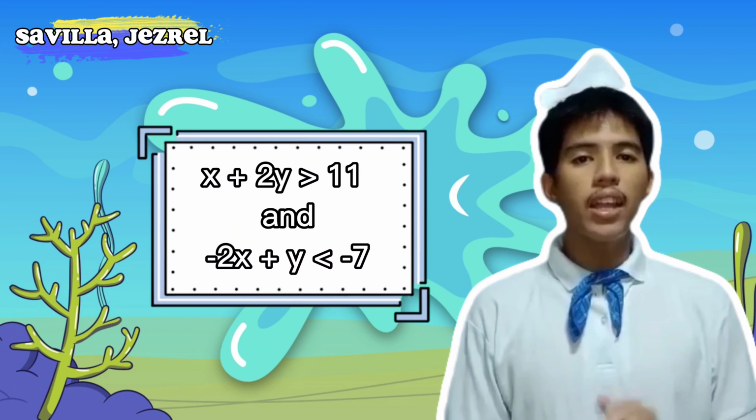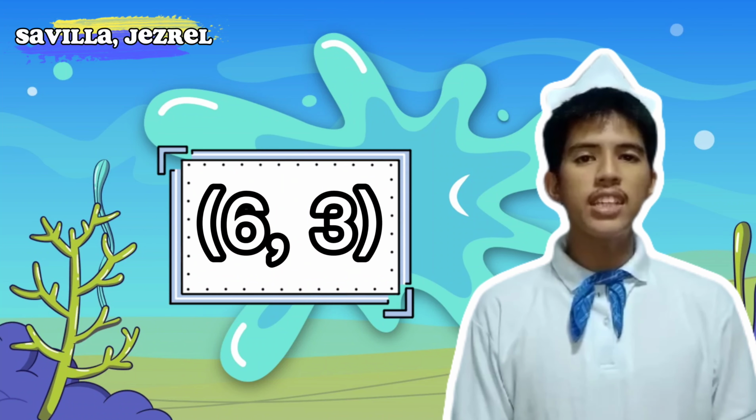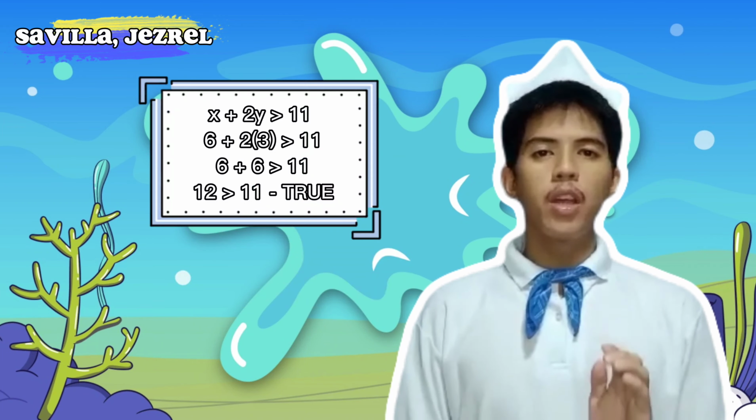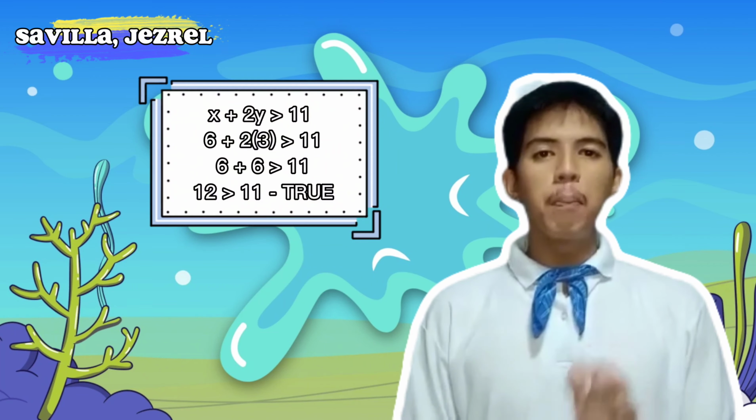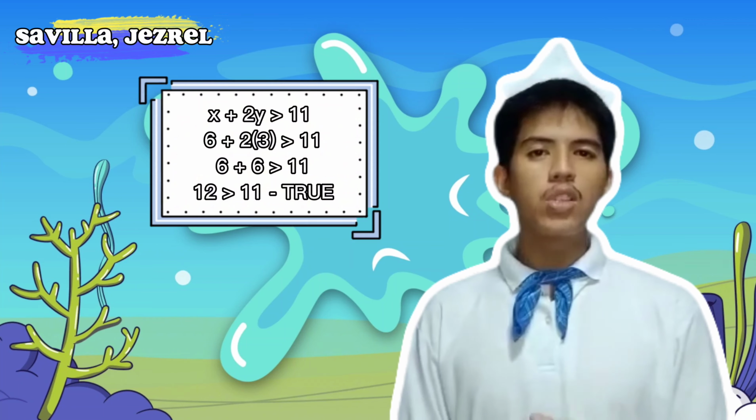Let us take this for an example: x + 2y > 11 and -2x + y < -7. The ordered pair we will be using first is (6, 3). 6 + 2 multiplied by 3 greater than 11. It would now be 6 + 6 > 11, which would give us 12. Since 12 is greater than 11, this statement is true.